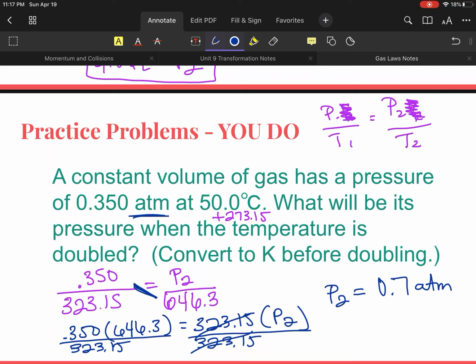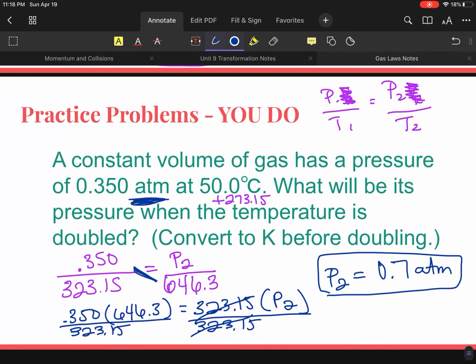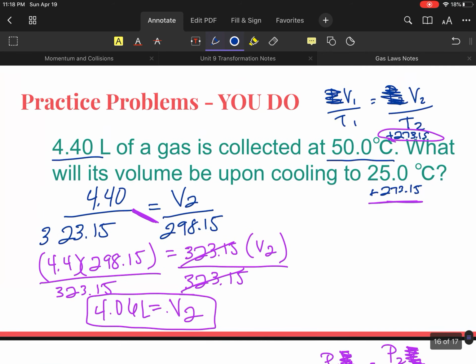Okay, and remember that's pressure, so I'm going to use my units for my pressure earlier, which was ATM. So if you're ever unsure about the units, you can always just go back and look at whatever they were at the beginning. That's the same units that you're going to have now.